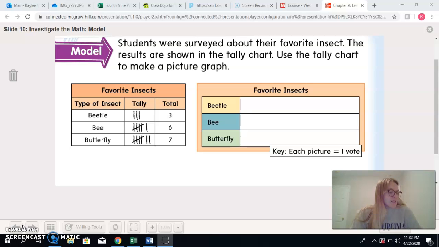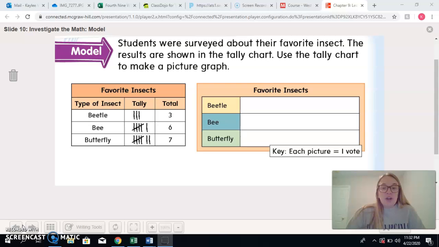But before we get started on 535 and 536, I wanted to show you an example that I have. You don't have this in your book, so you just simply have to watch the screen for right now. My screen says students were surveyed about their favorite insect. The results are shown in the tally chart. We have to use the tally chart to make a picture graph.